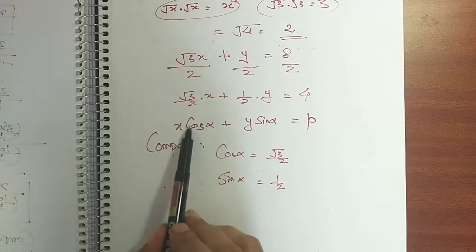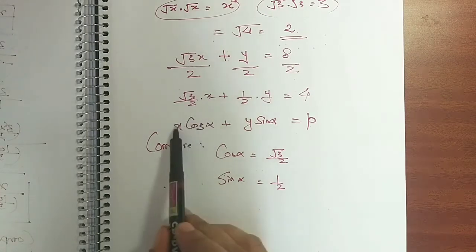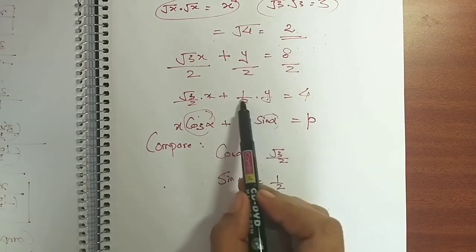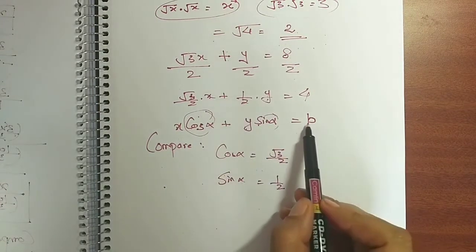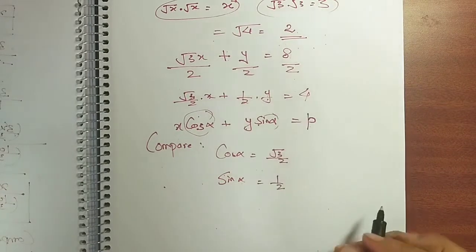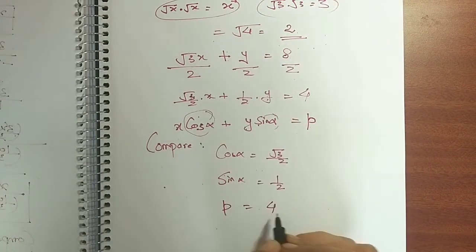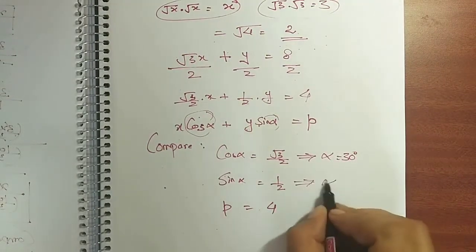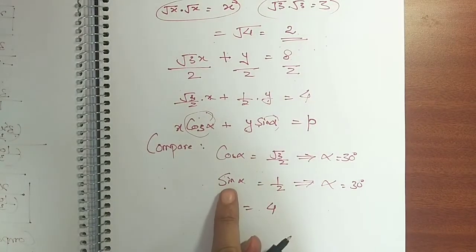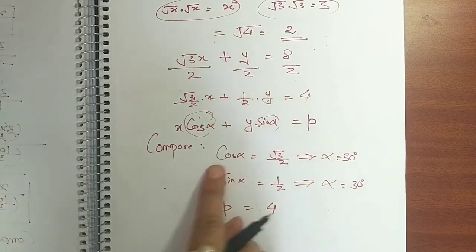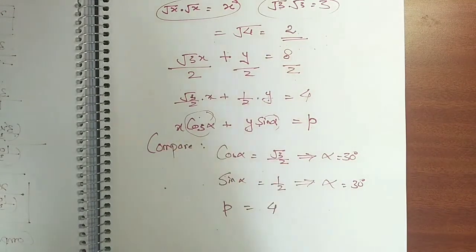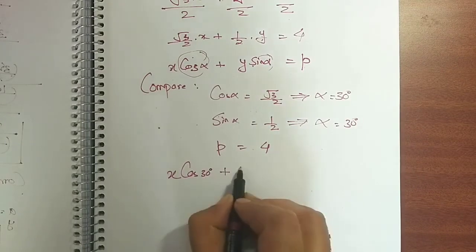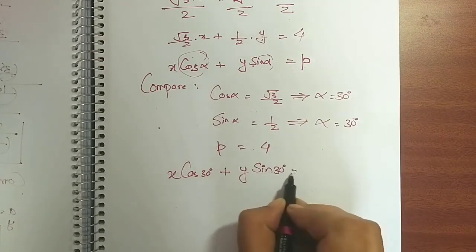You see, if I compare this with this, x is there, so cos alpha is root 3 by 2. y is there, sin alpha is 1 by 2. And what is p, guys? p is 4. Of course, p is 4. So I got all the information. From here, can I say alpha is 30 degrees? Here also alpha is 30 degrees. Why? Because sin 30 is 1 by 2 and cos 30 is root 3 by 2. So I got my answer. I can write x cos 30 plus y sin 30 is equal to 4.